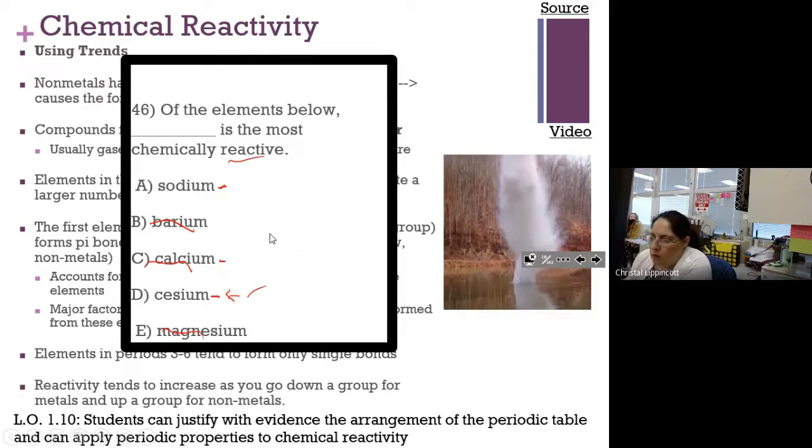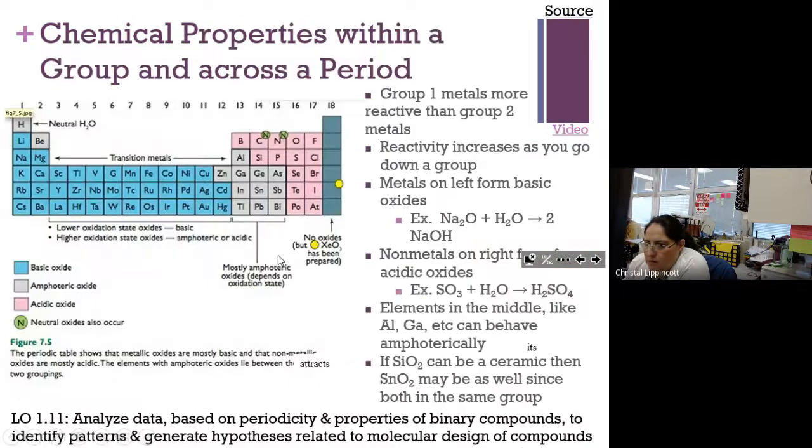The question's a little different in here. It says reacts most quickly. It's irrelevant. It's the same answer, same reason.